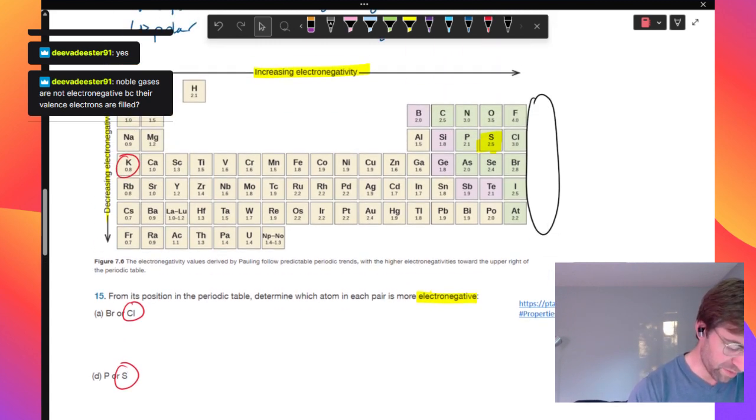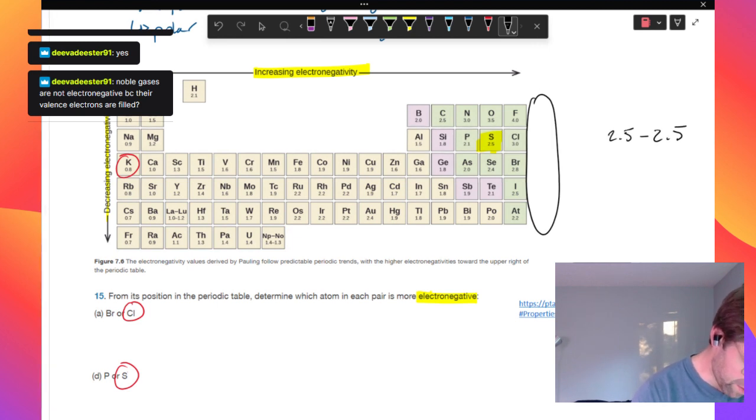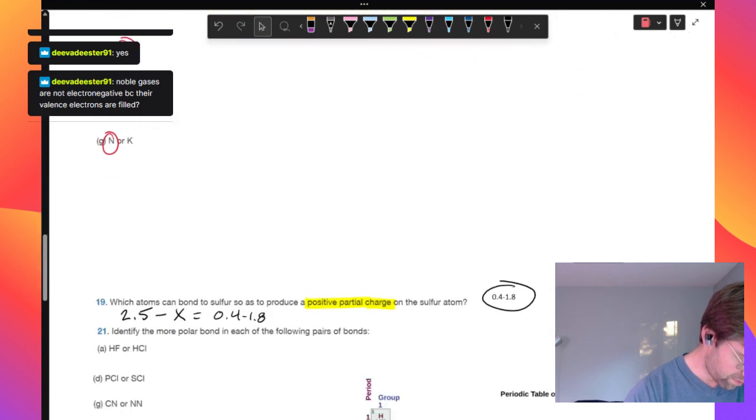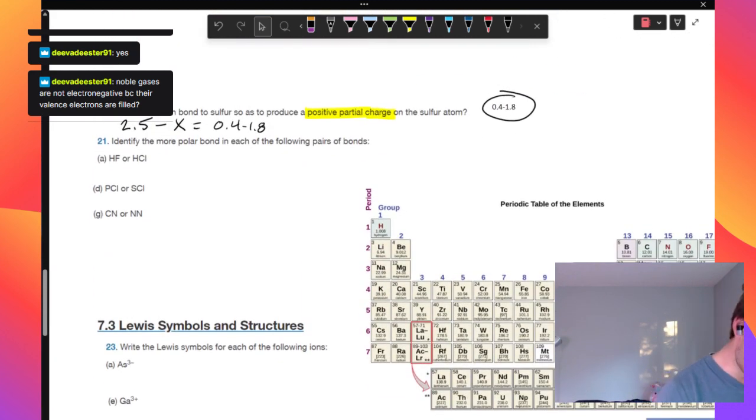So let's try carbon, for example. 2.5 minus 2.5 is 0 if we're looking at carbon and sulfur. So it wouldn't be carbon. Let's try nitrogen. 2.5 minus 3, you have a difference of 0.5, which falls in that range. So nitrogen would work.